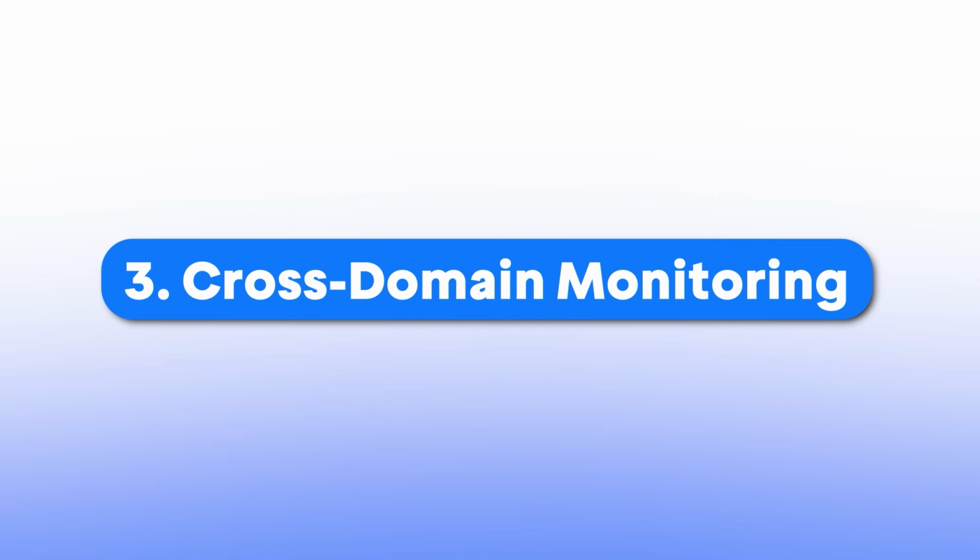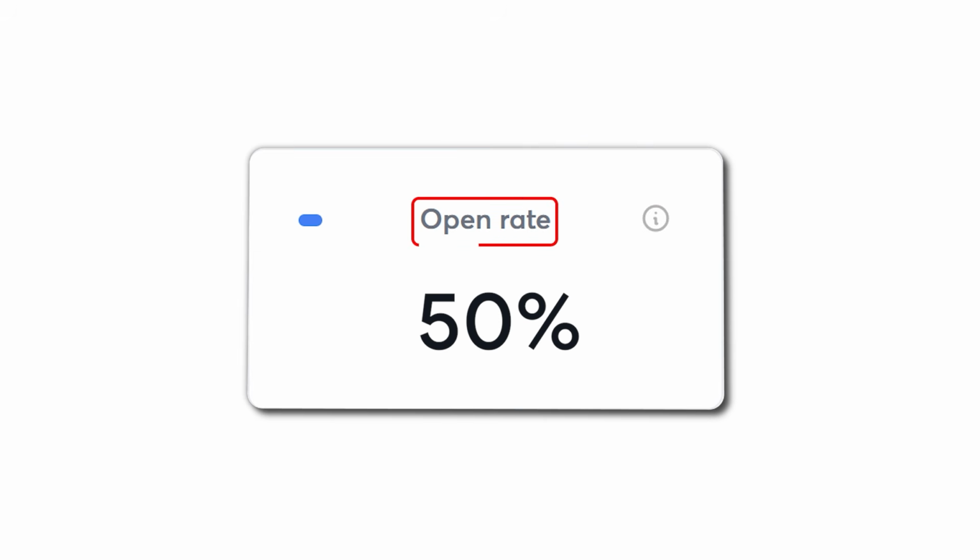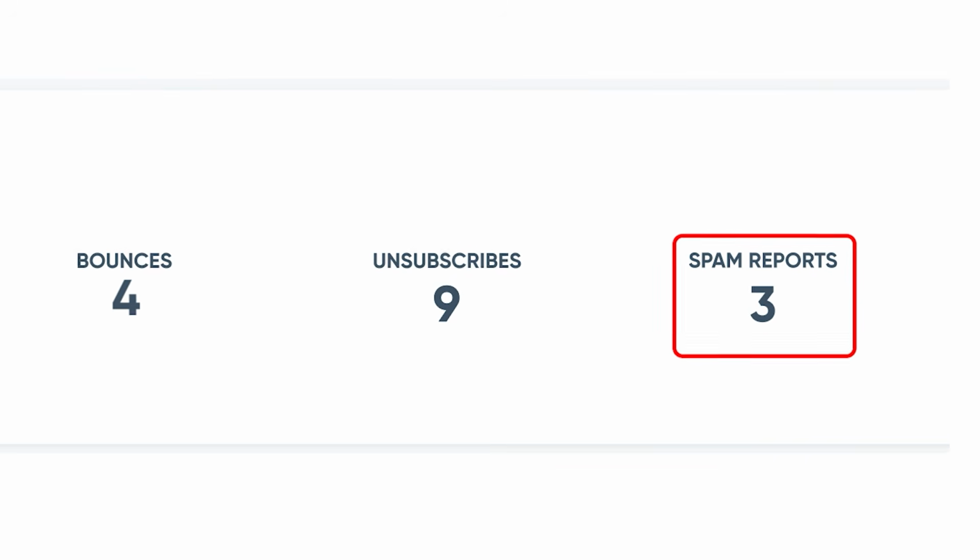Number 3 is cross-domain monitoring. Use tools like Instantly to constantly monitor the performance of your domains. Track metrics such as deliverability score, open rates, and spam complaints across all of your domains and accounts. If one domain or account shows any signs that they're getting flagged by spam filters, then you can quickly shift the sending volume from one domain to another while you resolve the issue.